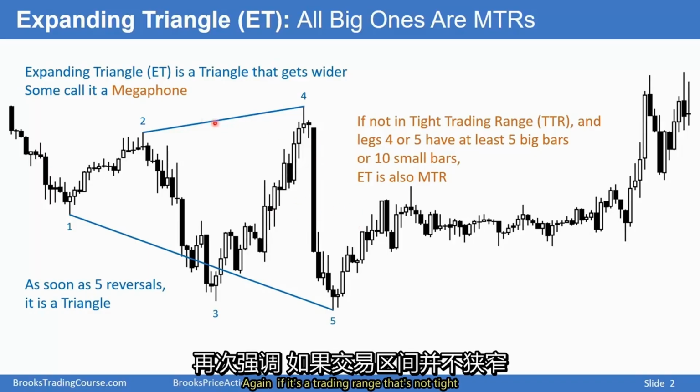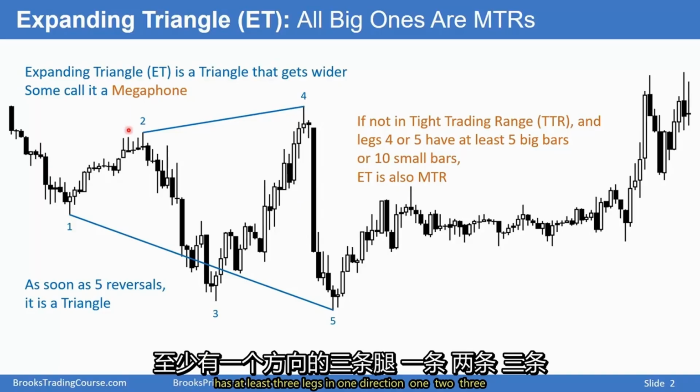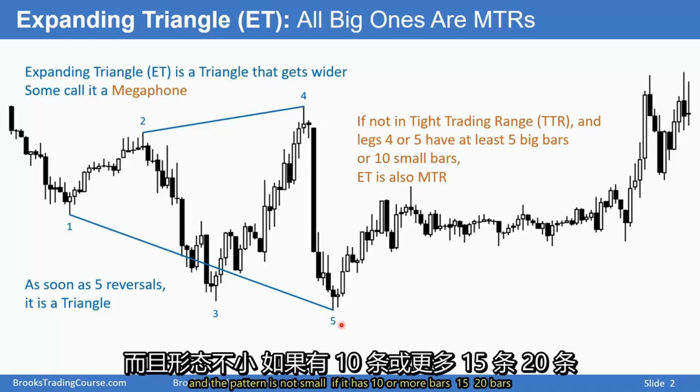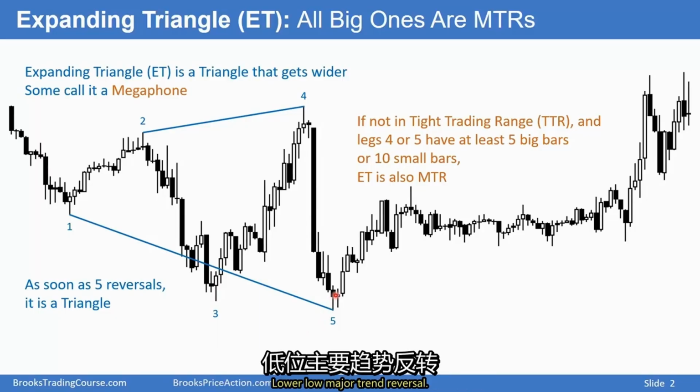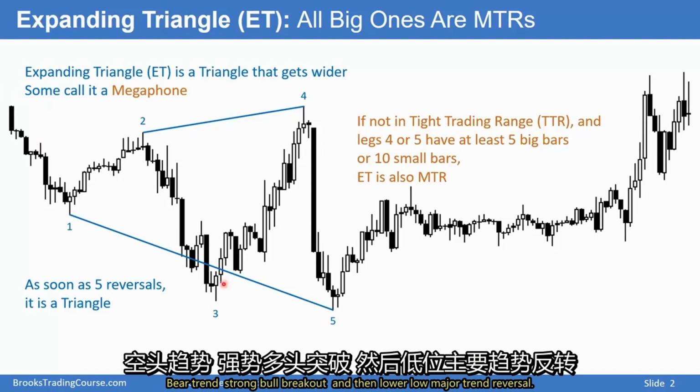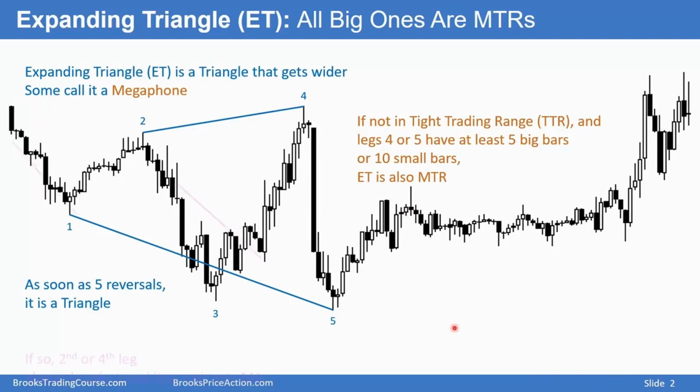Again, if it's a trading range that's not tight, has at least 3 legs in one direction, 1, 2, 3, and the pattern is not small, if it has 10 or more bars, 15, 20 bars, the expanding triangle is also a major trend reversal. Lower low major trend reversal. Bear trend, strong bull breakout, and then lower low major trend reversal.